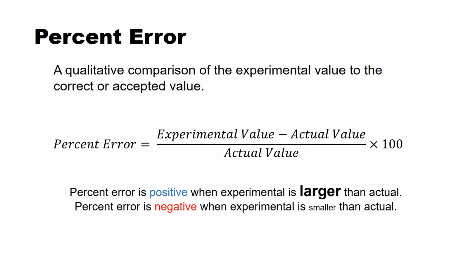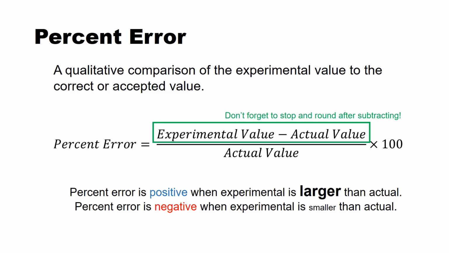Okay, sometimes when we're doing labs, we're going to have you calculate percent error to see basically how close your laboratory or experimental results are to what they actually should be. So percent error equals the experimental value minus the actual value divided by the actual value times 100. If you look at that closely, you realize that we are changing operations. So in the numerator, we're subtracting. You have to stop and round before you proceed with the division.